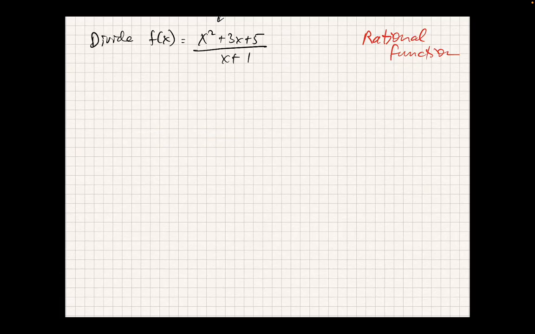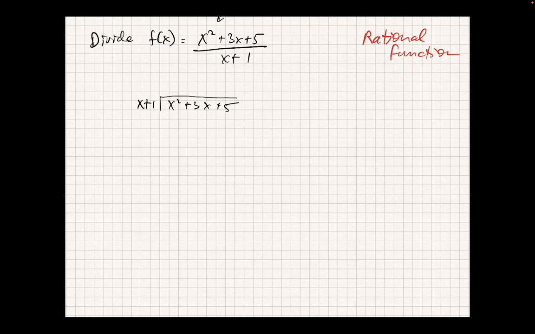Baron, what's my setup look like? x plus 1 and then the division sign, x plus 1 and then my little box. And then what goes inside? x squared plus 3x plus 5. What am I checking for as I'm writing my setup? I'm looking for any gaps. I'm checking to see if I need any placeholders. Right, that's the correct setup.